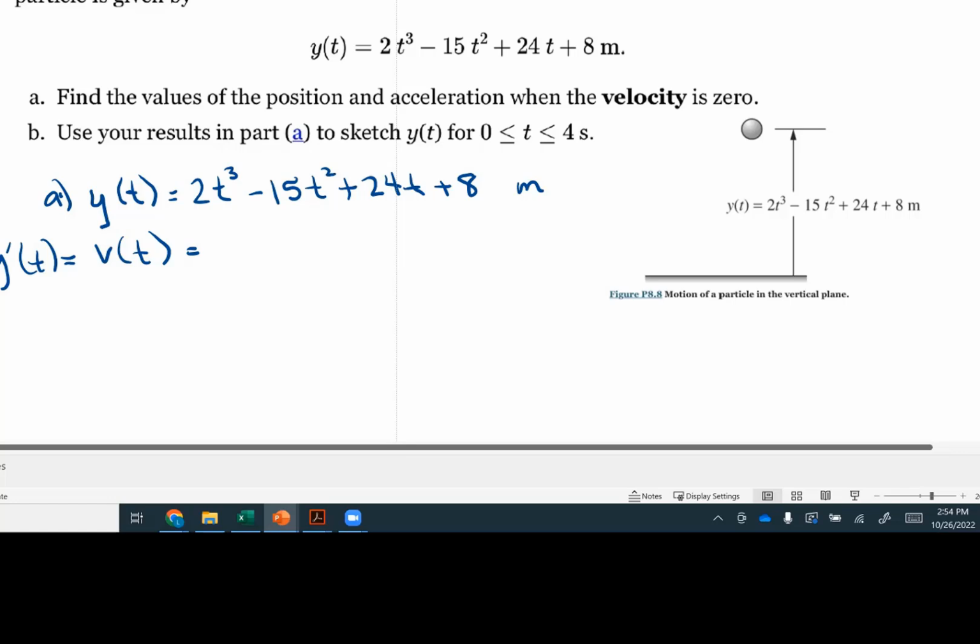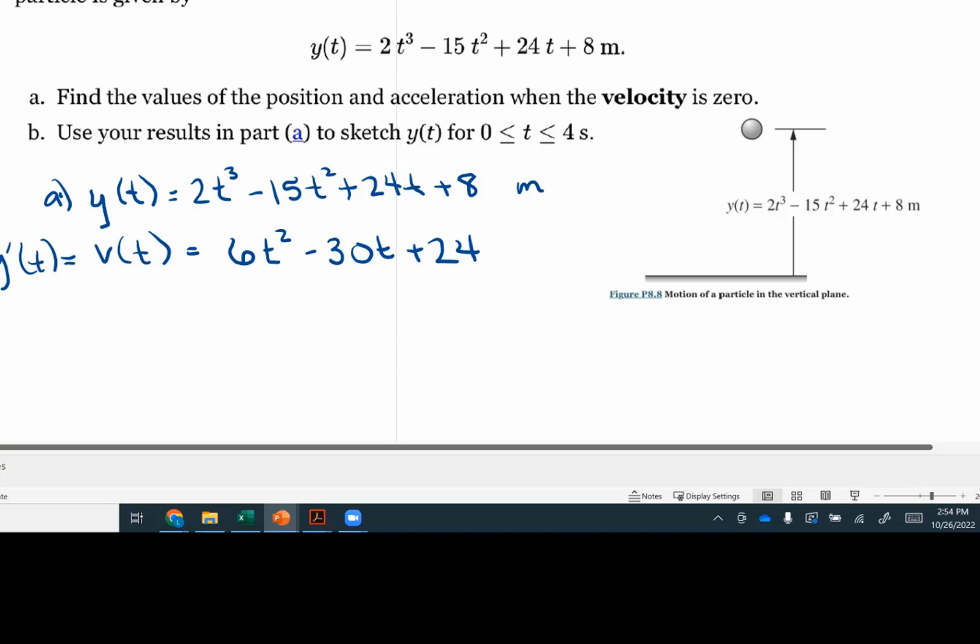I'm going to take the derivative. Hopefully you've had enough practice with these. These are the easiest derivatives that we can use. I'm just going to write them out. This is going to be 6t squared minus 30t plus 24. All I did is I moved the 3 in front, multiplied it by 2, and then subtracted 1 from the exponent, and basically did the same thing the whole way down. The 8 is a constant, so it's going to go to 0.